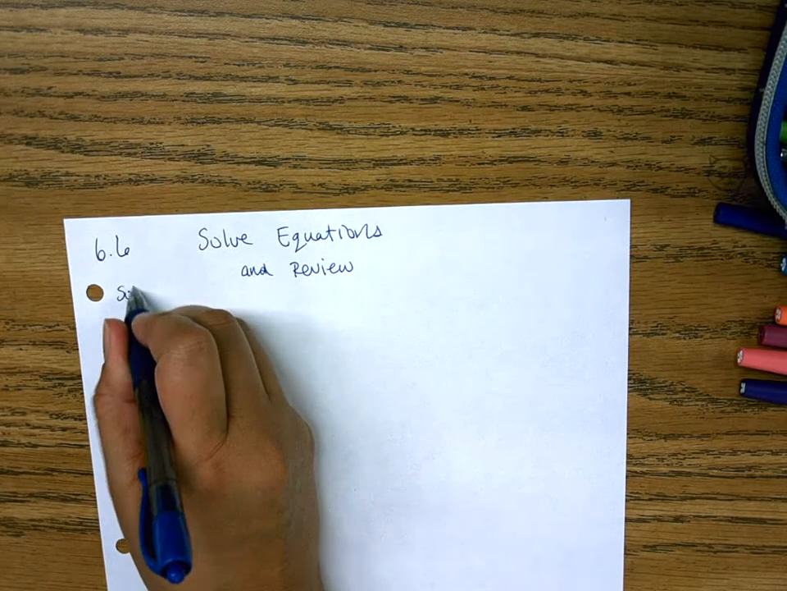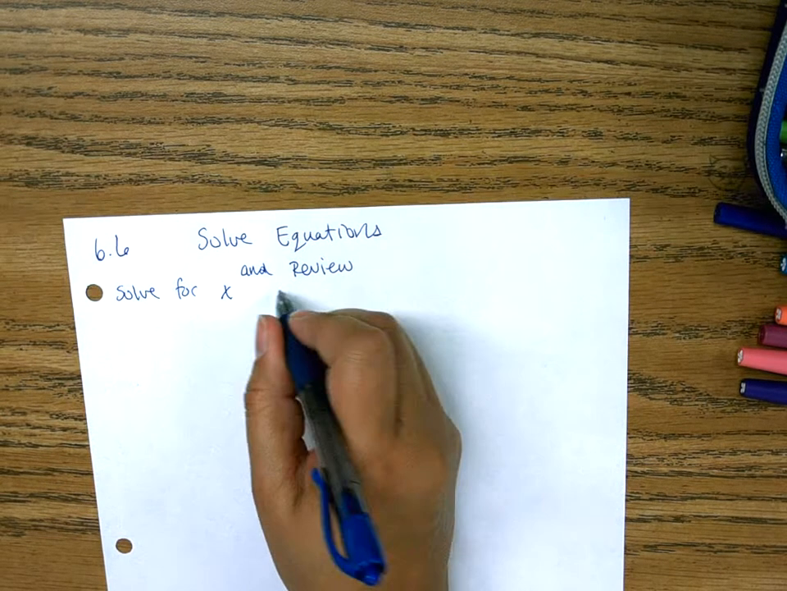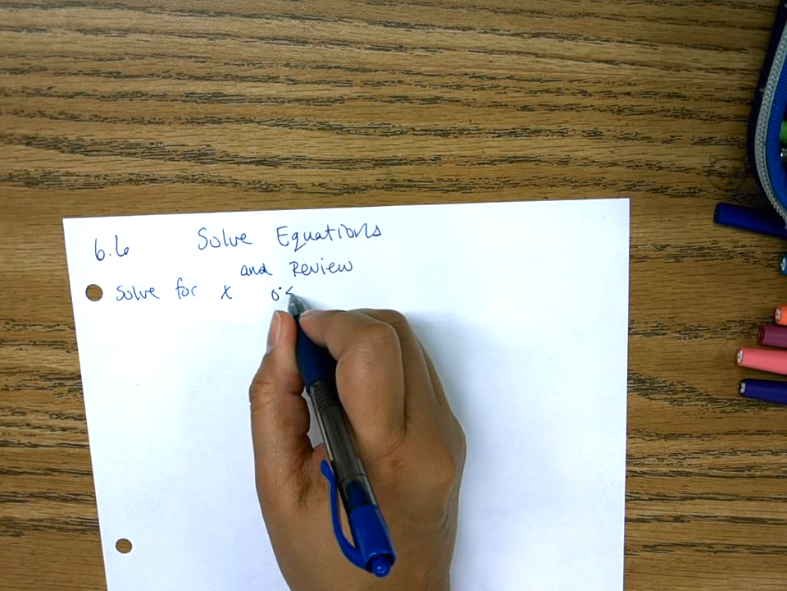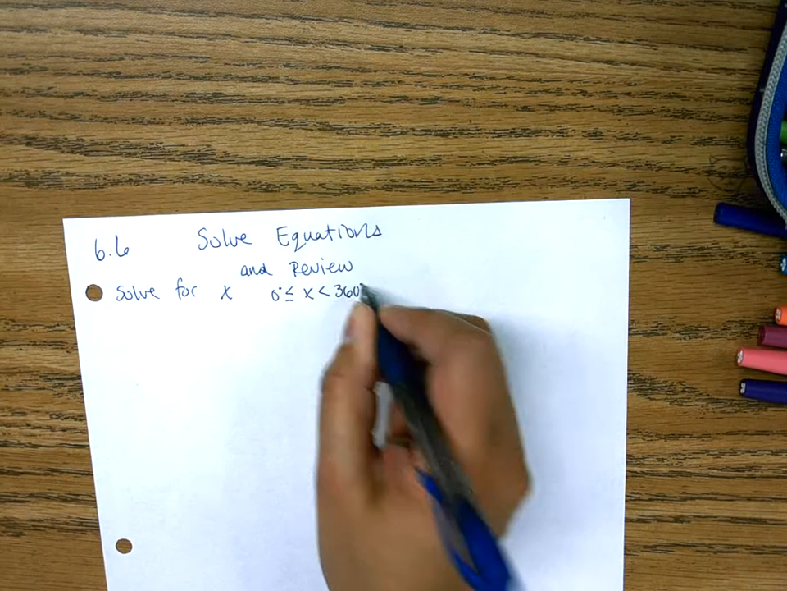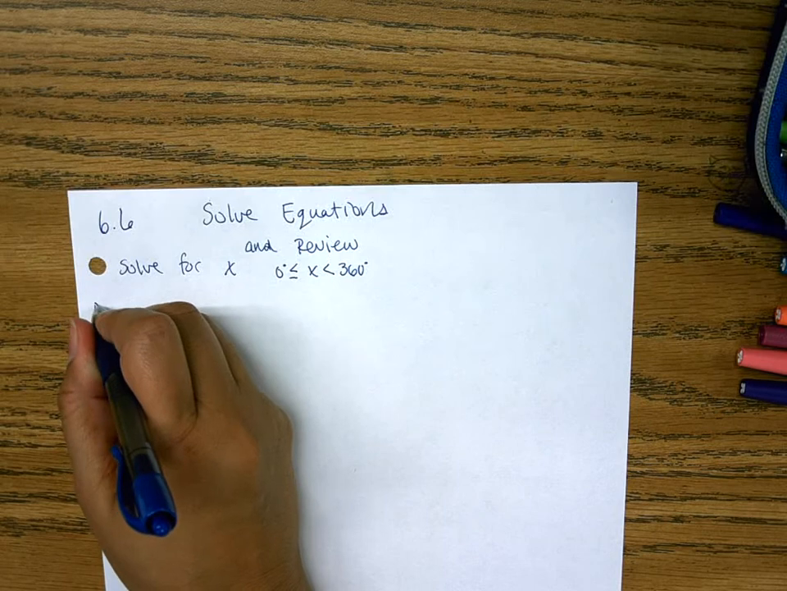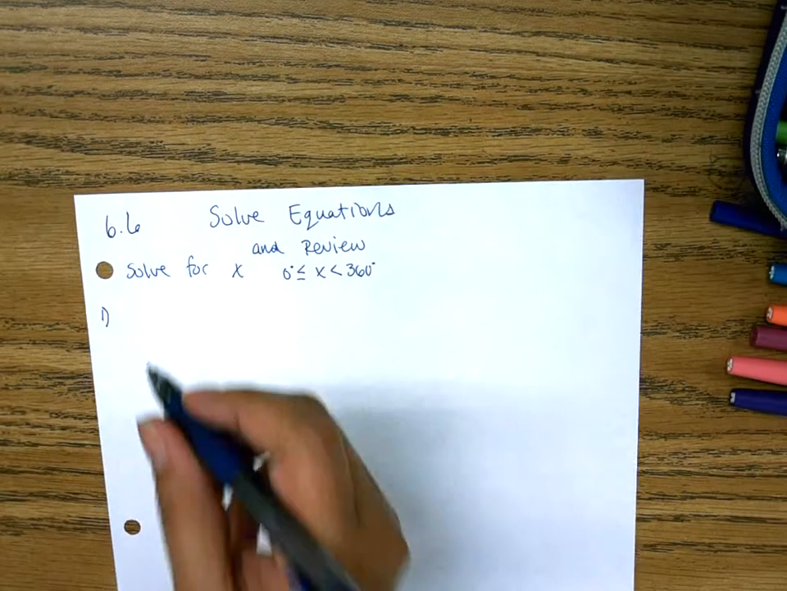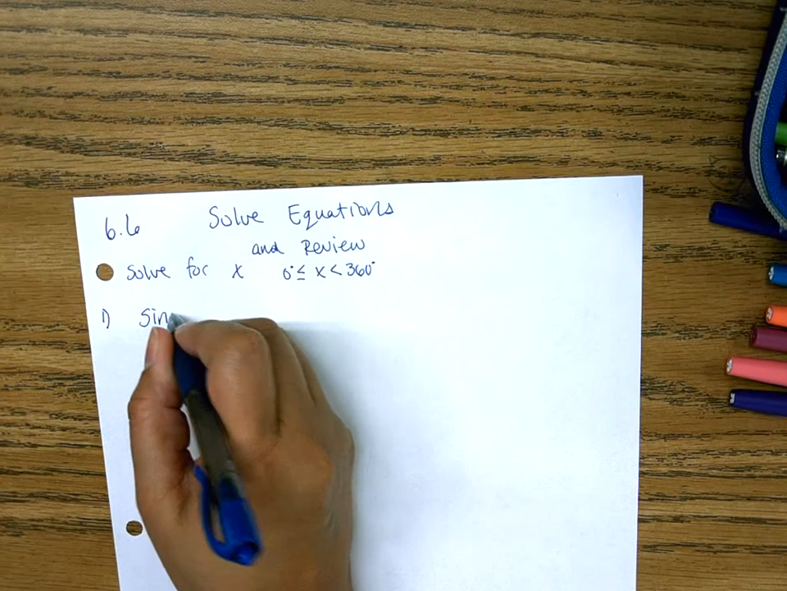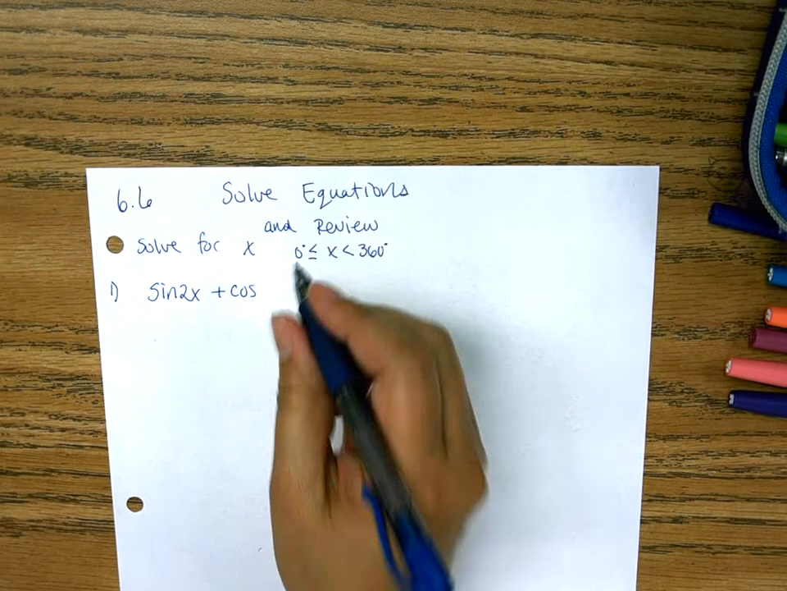All right, solve for x such that 0 is less than or equal to x, which is less than 360 degrees. Okay, number 1, sine 2x plus cosine x equals 0.